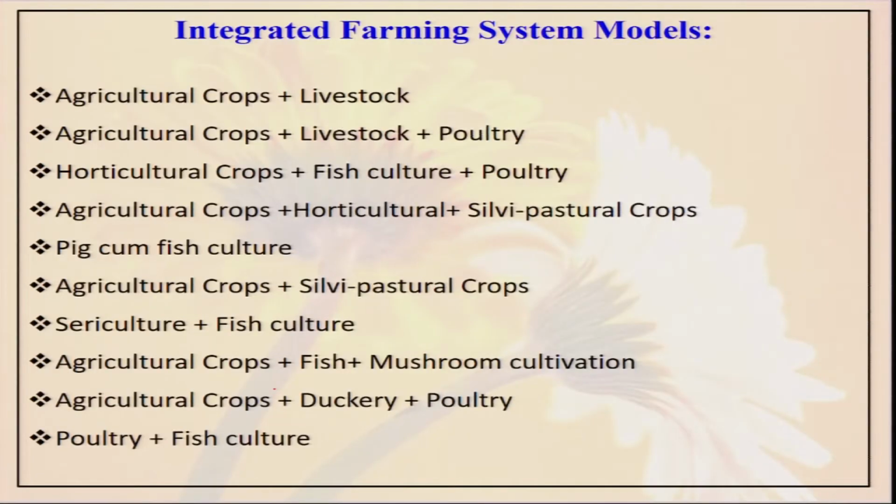So, different types of integrated farming system have developed over the years: agriculture with livestock with poultry, horticulture crop with fish culture, pig cum fish culture, agriculture plus silvipastoral crop, poultry plus fish culture. So, we cannot recommend one IFS system for the whole of India. Where people have more preference for livestock like cattle, it may be different. In the northeast, people prefer mostly pig, pork, so pig based farming should be promoted. Farming systems in hills also differ from the valley land.